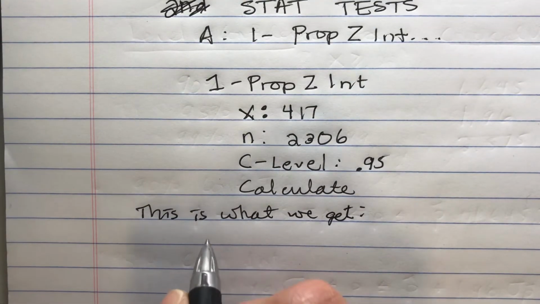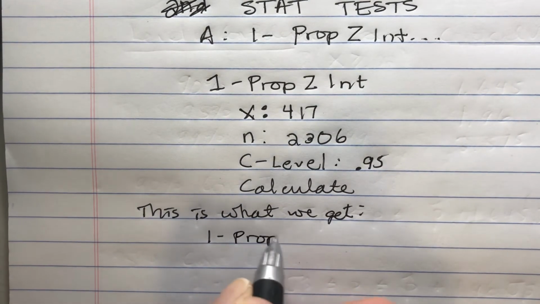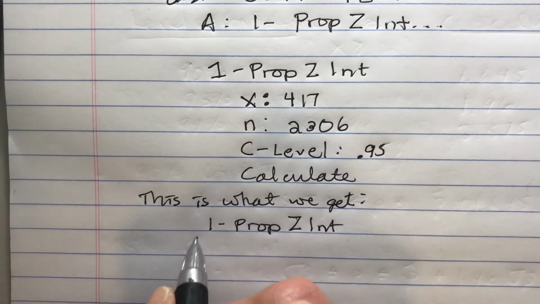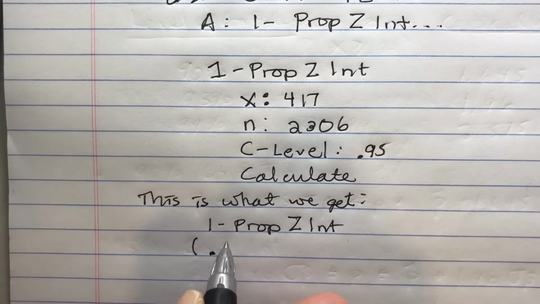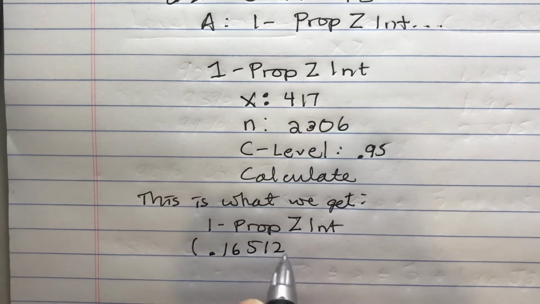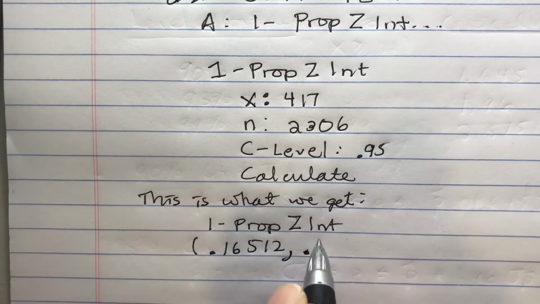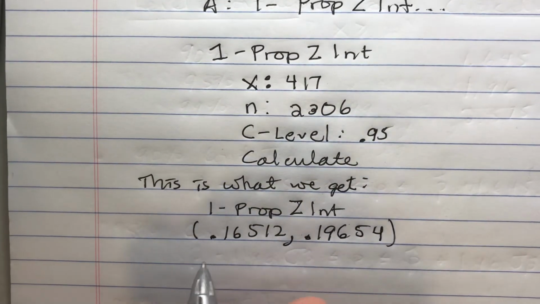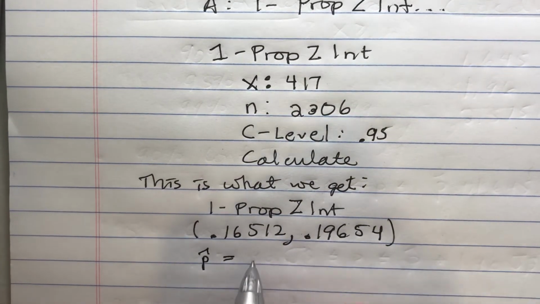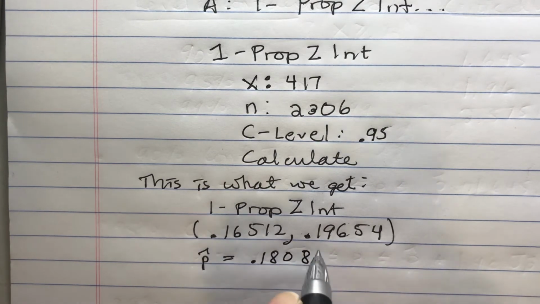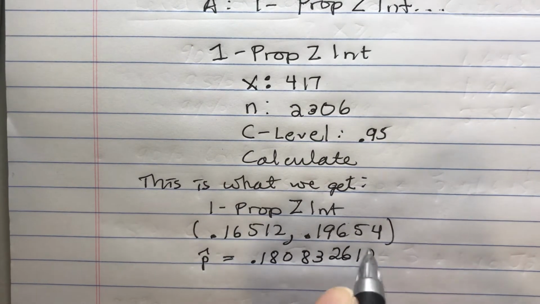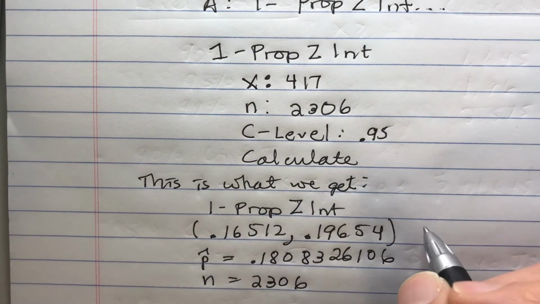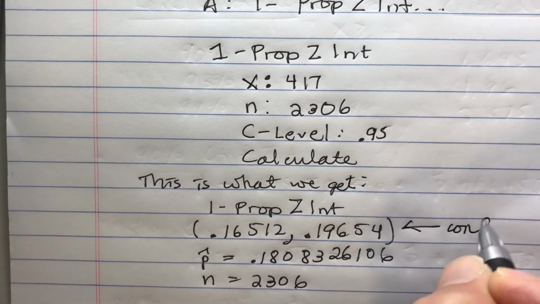We get 1-PropZInt, and then this is interval notation: 0.16512, comma, 0.19654. And it tells us what p hat is. p hat is 0.1808326106, n is equal to 2306. So this is our confidence interval.